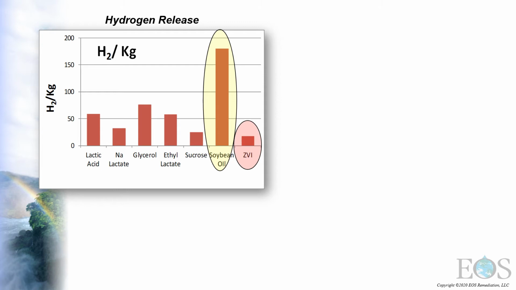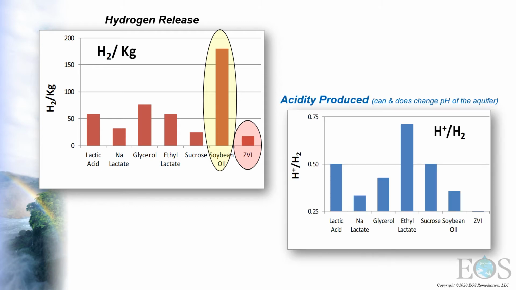Here I'm showing the amount of hydrogen per kilogram of the substrate, and I've circled soybean oil in yellow. You can see that soybean oil produces a lot more hydrogen than some of the other commonly used carbon substrates. And I've noted here zero valent iron. It does also produce a little bit of hydrogen. And that's a little bit of foreshadowing to where we're getting ready to go in the presentation.